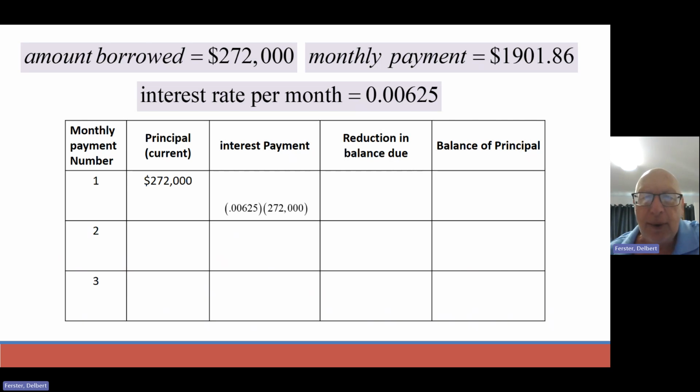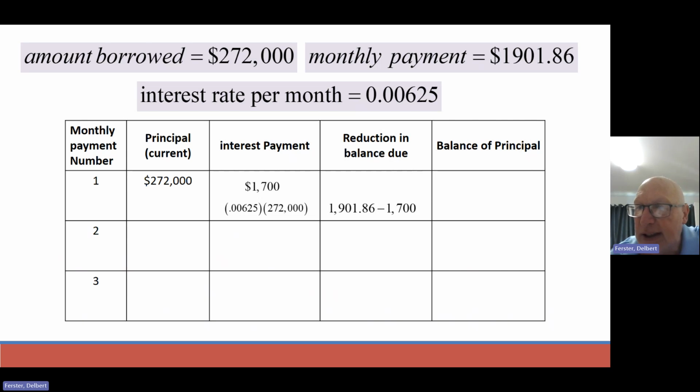First thing that happens, Fred sends his payment. All right, well, his payment is $1,901.86. And Best Bank says, let's talk about interest. So we're going to take the 272, which is his outstanding balance, times 0.00625, and they're going to realize that $1,700 of that first payment is interest charge. So the reduction in what Fred owes isn't very substantial. It's going to be a couple of $100.